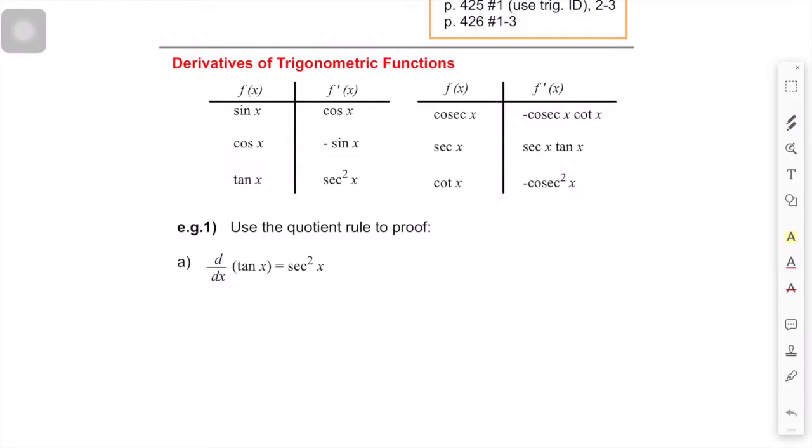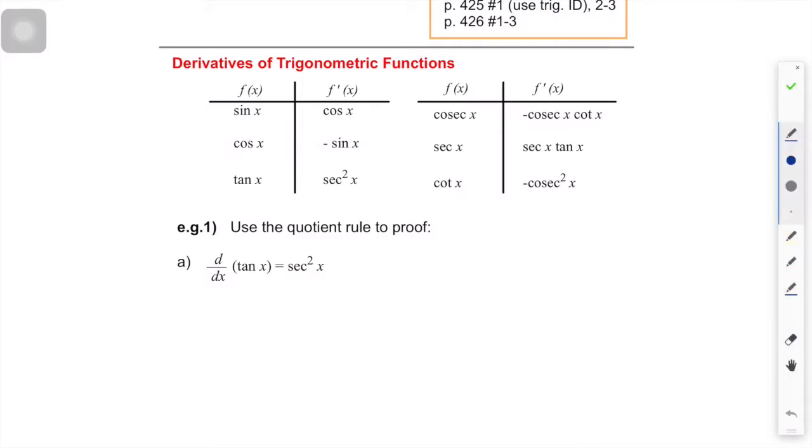Taking a look at the chart here, when the function is sine x, its derivative is cosine x. Cos x, derivative is negative sine x. Tangent x, derivative is the square of secant x. In IB, they write cosecant as C-O-S-E-C as opposed to CSC that you're familiar with. The chart on the right shows f of x is cosecant x, then the derivative is negative cosecant cotangent. So it's a product. The function is secant x, its derivative is secant tangent. Function is cotan, the derivative is negative cosecant squared.